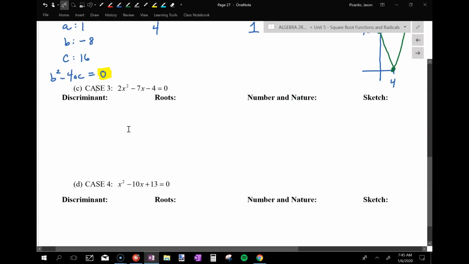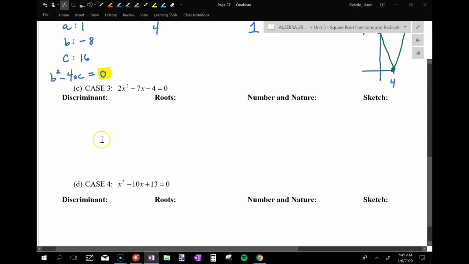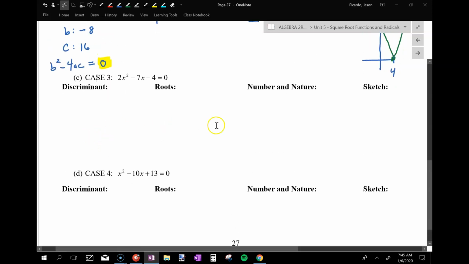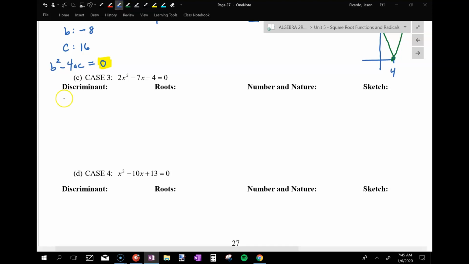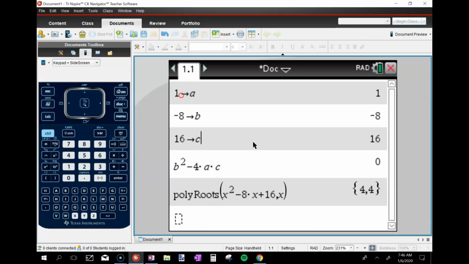I could have a positive number, right? So far we had a negative discriminant, and we had a discriminant of 0. Now we're going to get a discriminant that's positive, and let's see what happens here. So here my A is 2, -7, -4. 2, -7, -4.